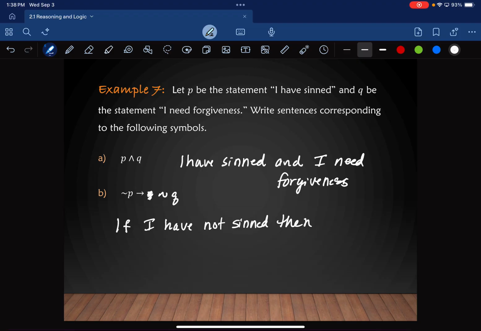Okay, so if I have not sinned, then, and what's tilde Q? Yeah, I do not need forgiveness. And that applies to one and only one person, right? That's Jesus right there. Okay, he's the only one who didn't need forgiveness. All the rest of us do. Okay, so we're just changing them to symbols, changing the symbols into words, and back and forth.